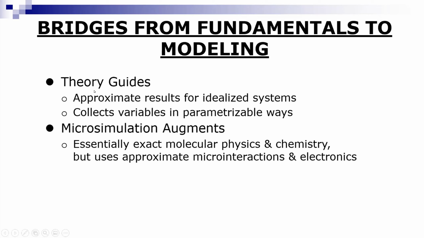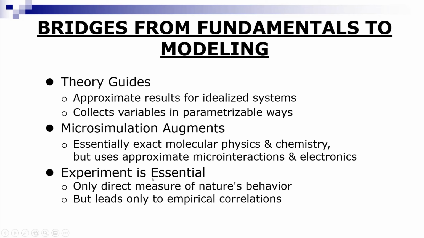Microsimulation augments this, and it's essentially exact molecular physics and chemistry, but it uses approximate microinteractions and electronics. So it isn't completely reliable, but on the other hand, it can give you a verification of whether what you're looking at is proper. Experiment is essential. It's our only direct measure of nature's behavior. The problem is it only leads to empirical correlations, not models in the sense. So what you need to do is to bring them all together. And that's what people have done with the models like Rafik was talking about.